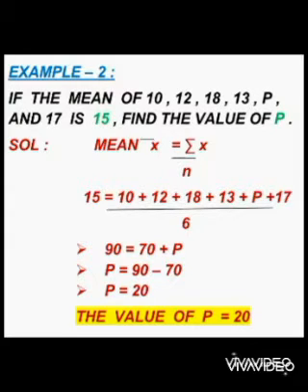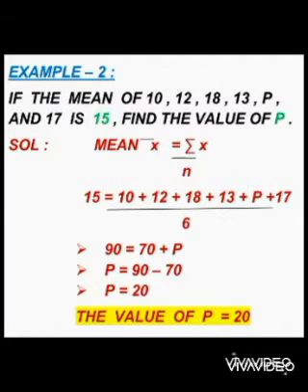You have to find out the value of P. Okay, so let us write the mean formula, children. Mean x bar is equal to sigma x by n. Here x bar, how much have they given? Mean is 15, which is equal to 10 plus 12 plus 18 plus 13 plus P plus 17 by number of observations. How many are there? 6 are there. See, you count them, there will be 6, children.